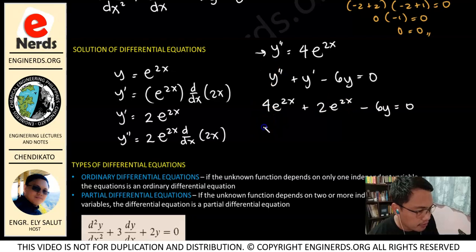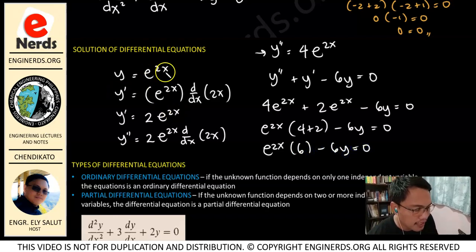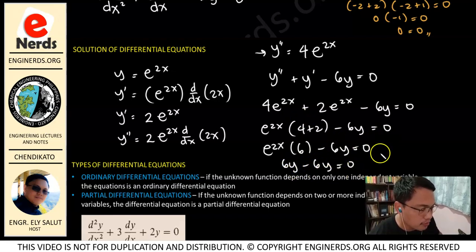So, we have e to the 2x, then 4 plus 2, then minus 6y is equal to 0. So, e to the 2x times 6 minus 6y is equal to 0. But alam natin dito sa ating given that y is equal to e to the 2x. So, therefore, we can substitute that here. We can change our e to the 2x to y. So, we have 6 times y minus 6y is equal to 0. So, 6y minus 6y is equal to 0.